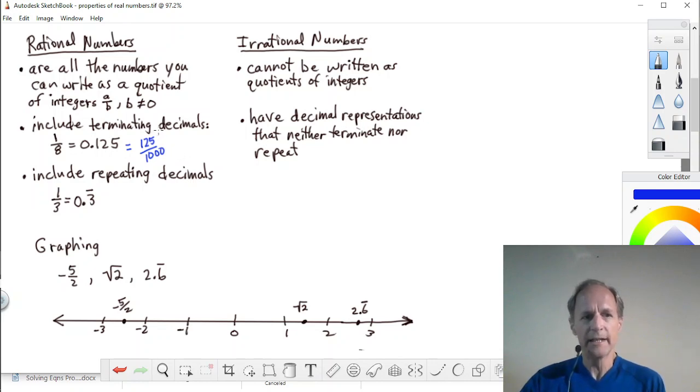They include terminating decimals. They also include repeating decimals. So 1/3 is a fraction, but when written as a decimal, it turns out to be 0.3 with the 3 repeating. And this is just the nature of fractions. When you put them in a decimal representation, sometimes they repeat forever. And that's just the way it works out. And those things that repeat forever, we know those are always going to be rational numbers. There's always a way to write them as a fraction.